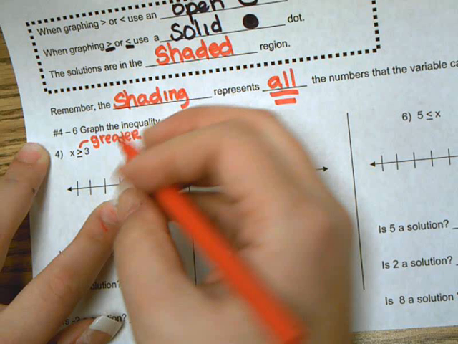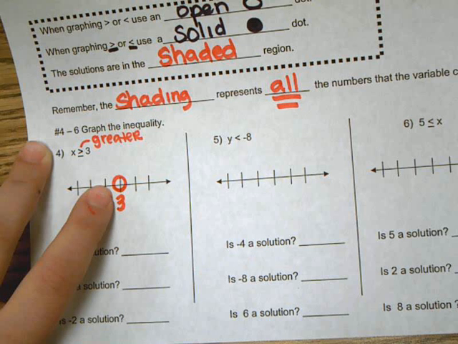So on a number line, the numbers get bigger and bigger on the right side, and it gets smaller and smaller on the left side. So I need to shade where all the numbers are that are greater than 3. So all the numbers that x could be are right here.